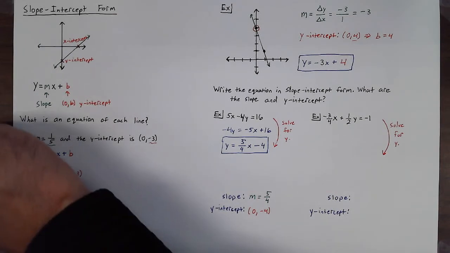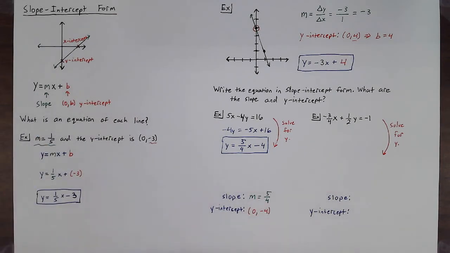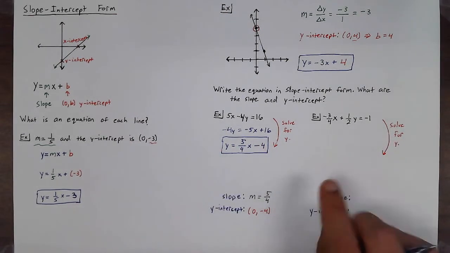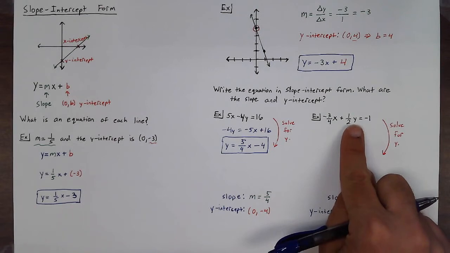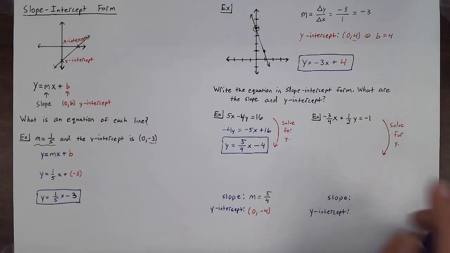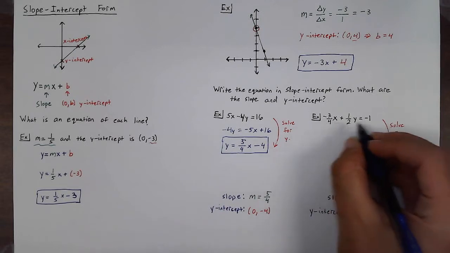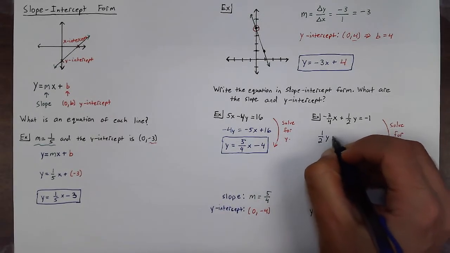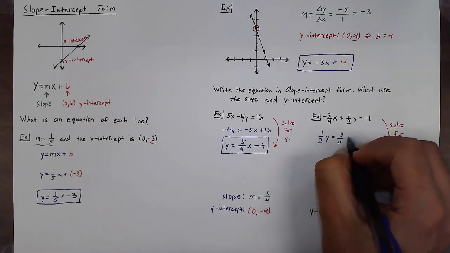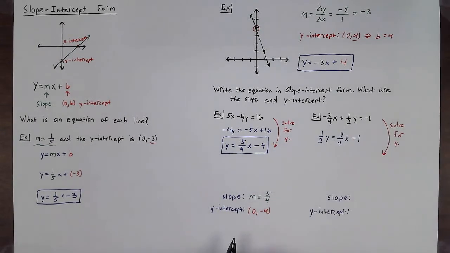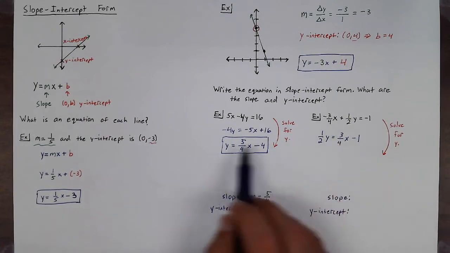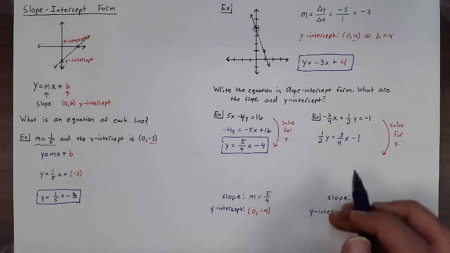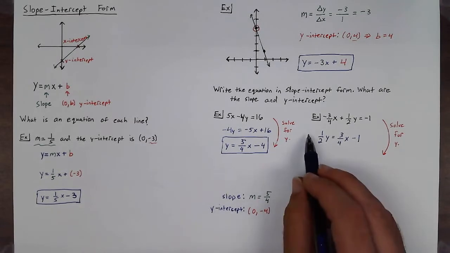Now, the next example has lots of fractions, but don't let that scare you, because we're still going to do all of the same steps. We're going to solve for y to put it in slope-intercept form. So we'll add 3/4 x to both sides of my equation, giving me 1/2 y is equal to positive 3/4 x minus 1. Now to get the y by itself, instead of dividing by a number, since it's a fraction, we're going to multiply by a positive 2 to cancel out the 1/2.